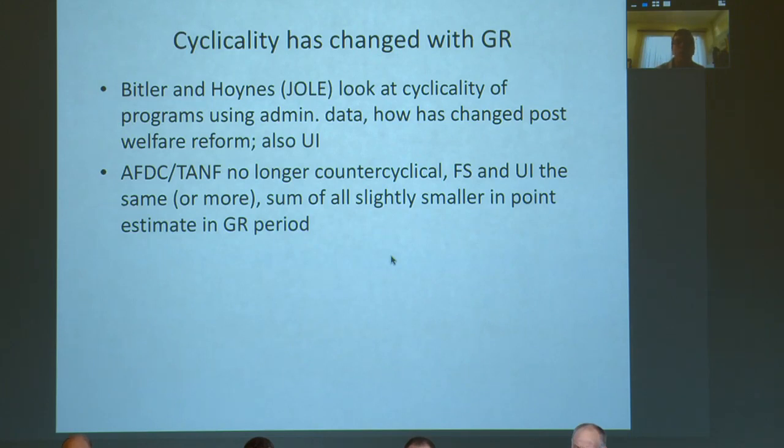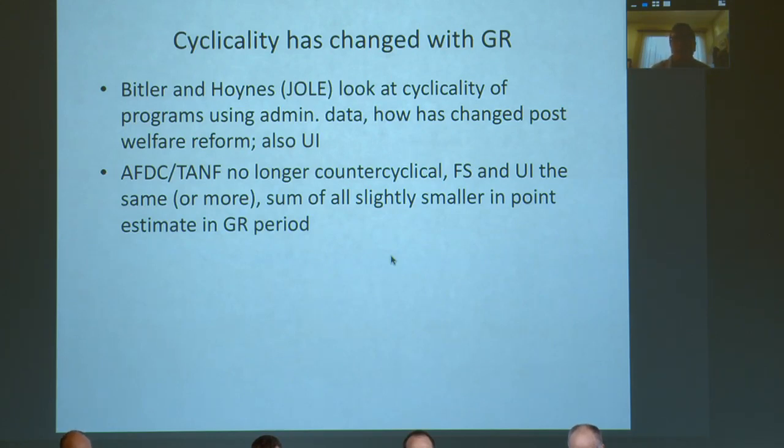Okay, and while AFDC, TANF together, AFDC was countercyclical in the period of the bad recession of the early 1980s, or two recessions, but we pooled them together for this purpose. Food stamps and UI are the same during the Great Recession, or perhaps even more countercyclical, but TANF is no longer providing this countercyclical consumption smoothing through more people being on the caseload.